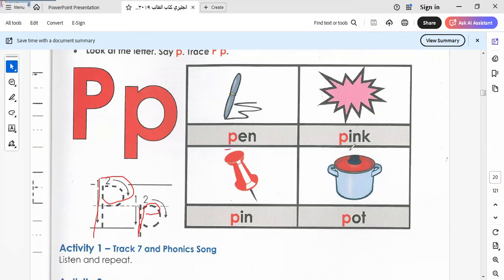Here we have pin, bin, and pot, bin and pot. Let's go to another item here.